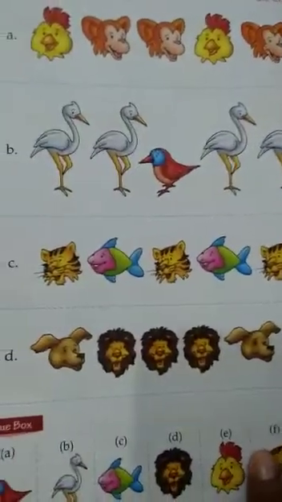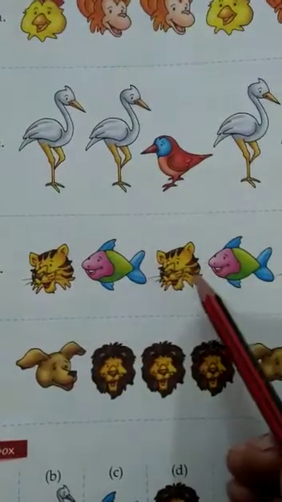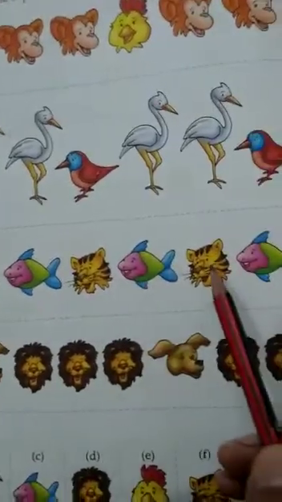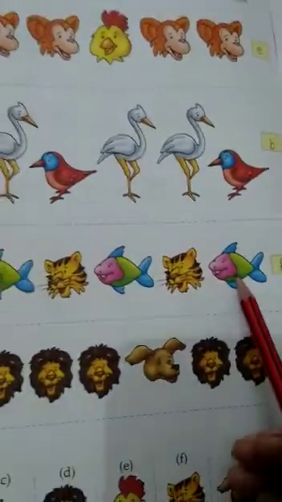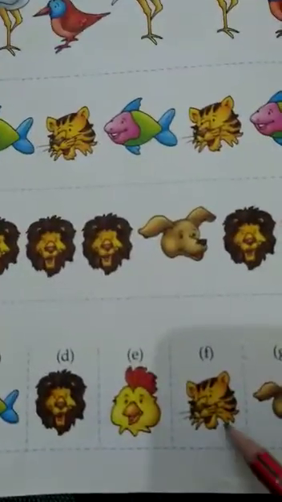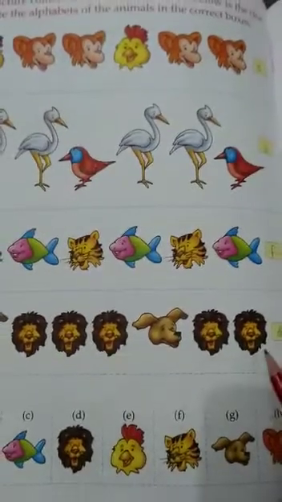Let us take one more example. Here we have tiger followed by fish. Tiger followed by fish. What will come next? Again a tiger. Let us see. Tiger has F alphabet. So we'll be writing F here. In the same way, you will be doing this last question also.